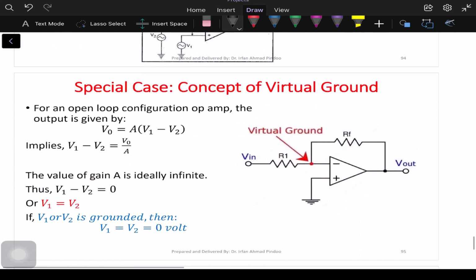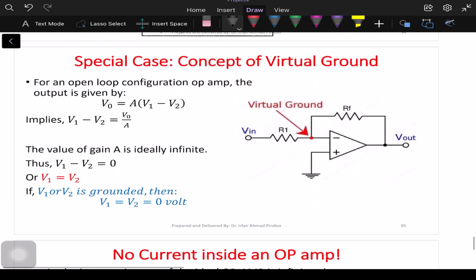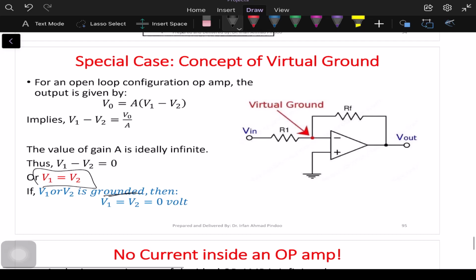Then we have a second approximation: what if any one of the two voltages is grounded, meaning it is 0. Suppose in this case this was V1 and V2, so V2 is grounded, so it is 0. So by the concept of virtual short, this potential will also be 0. Okay, this particular potential shown in the red dot.